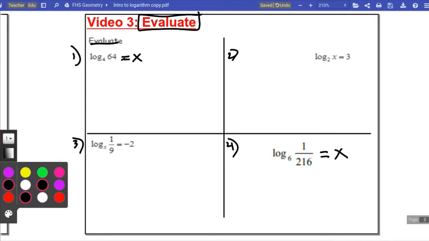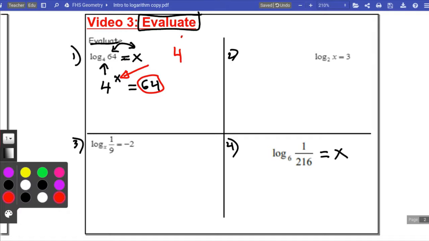Let's move on to number 1. First we're going to rewrite it. So the base is 4, so you should write 4. And then we're going to swap these, so you should have 4 to the x equals 64. At this point, you're solving for x. Here's the question. What value can I put in here for x? So 4 raised to what power should give me 64? You want to guess? Let's start guessing.